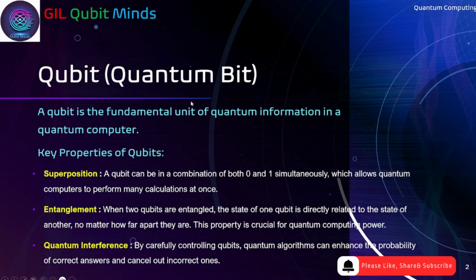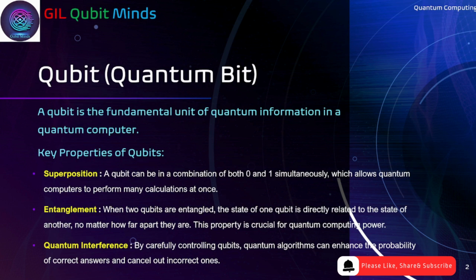We know that it is a quantum bit. It is the fundamental unit of information in a quantum computer. Like in a classical computer we use bits 0 and 1, here we are using 0-ket and 1-ket, like this. These are all qubits.